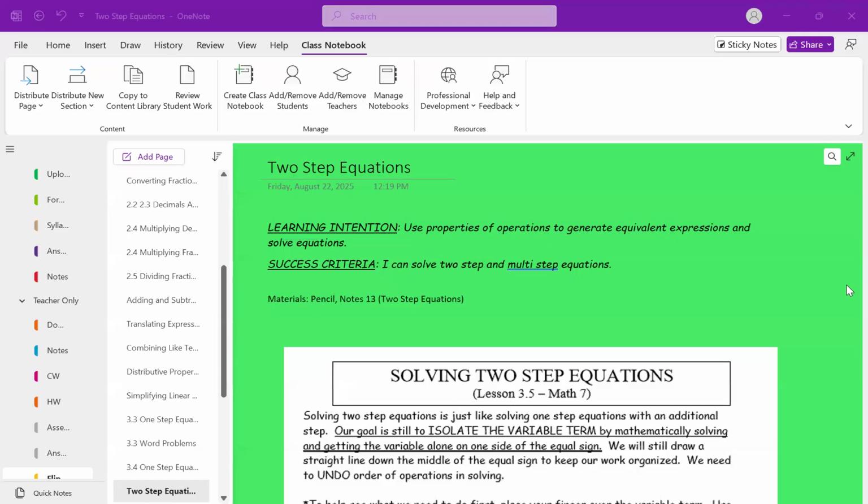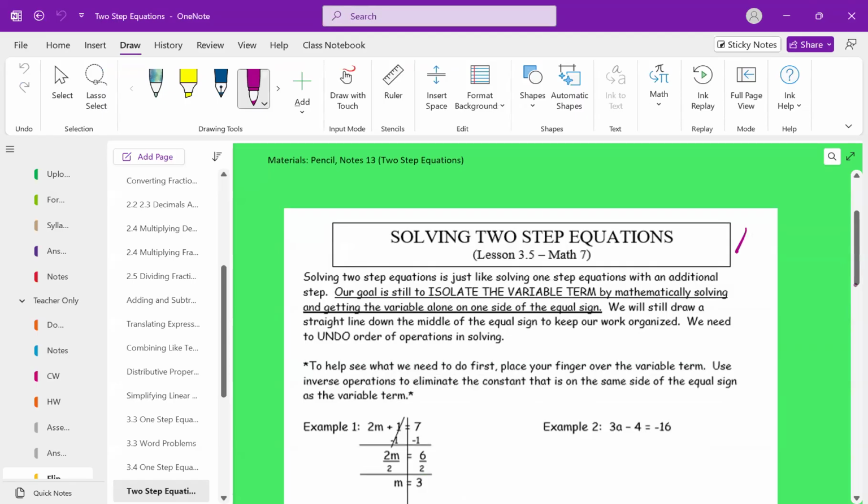Welcome back. Today we're going to be working on solving two-step equations. There's also going to be some that are multi-step, so a little bit more than 2 steps. So these are notes 13. And here we go. Solving two-step equations is just like solving one-step equations, but with an additional step, maybe 2.